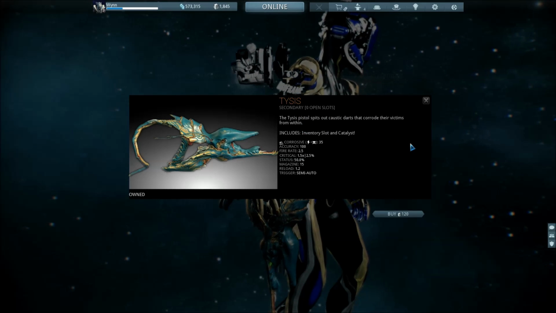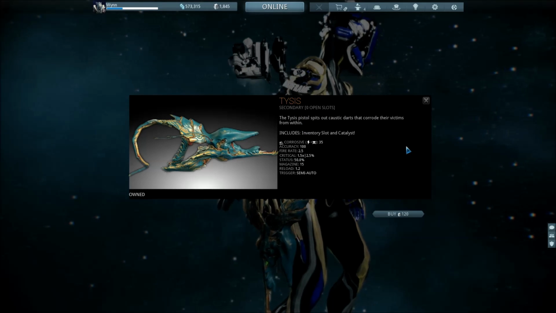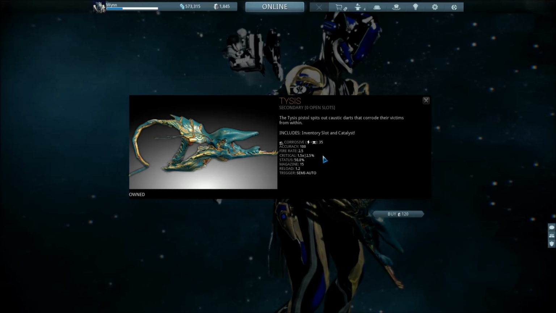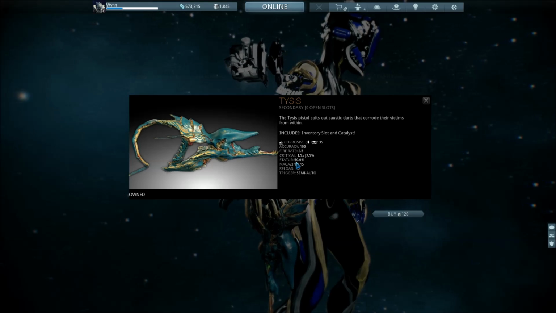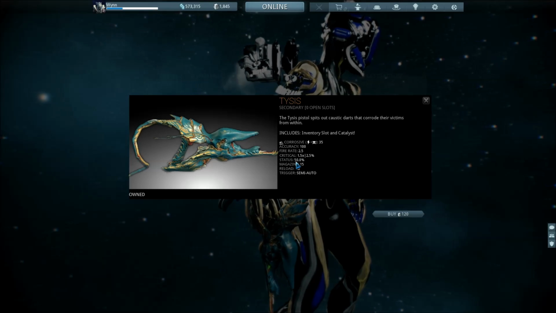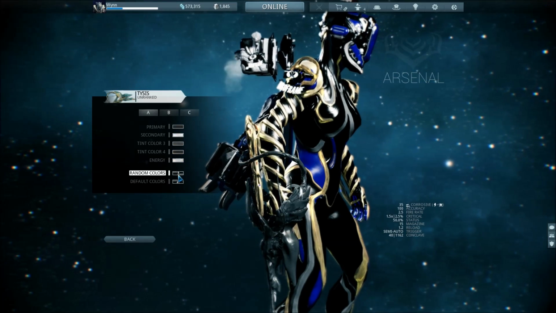This is the Tysis Infested pistol. Two things I really want to point out to you guys: it has a 50% chance, which is the highest of any weapon right now, and it also doesn't come with a polarity out of the box, so we are going to have to add Forma to it when we get it level capped.